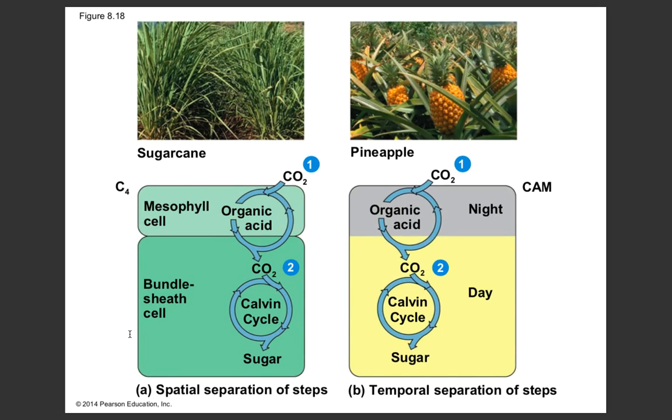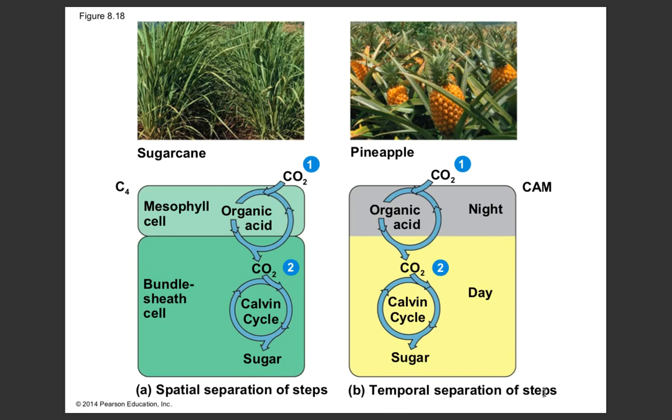Okay, so this is showing you the overall representation of the process. You have a C4 plant and you have a CAM plant. You have the mesophyll cells and you have the bundle sheath cells. Like I said, you're sending in a little bit of carbon dioxide with organic acids here. You're going to be releasing carbon dioxide in order to go through the Calvin cycle to produce sugar. It's spatial separation of the steps because you have two different types of cells.